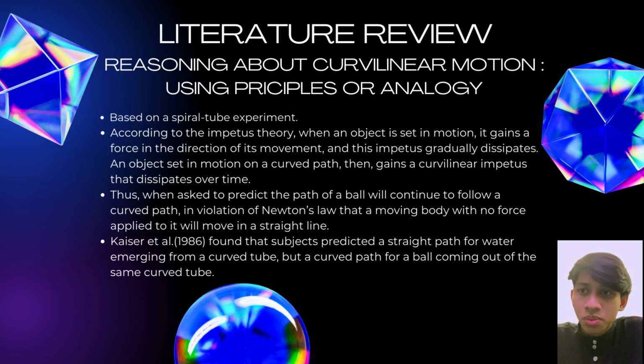Thus, when asked to predict the path, a ball will continue to follow a curved path, in violation of Newton's law that a moving body with no force applied to it will move in a straight line. Kaiser found that people predicted a straight path for water emerging from a curved tube, but a curved path for a ball coming out of the same curved tube.